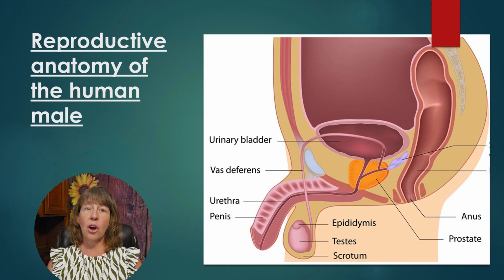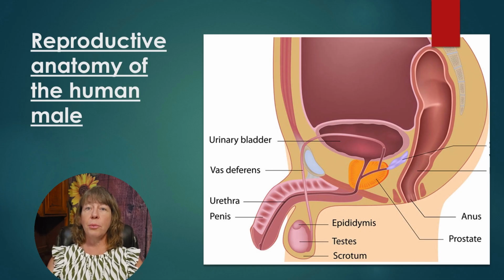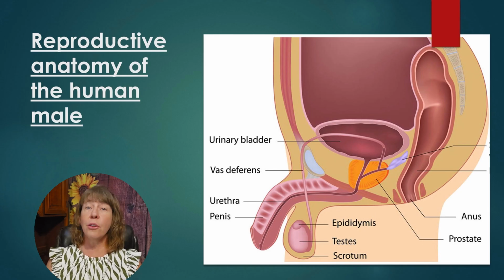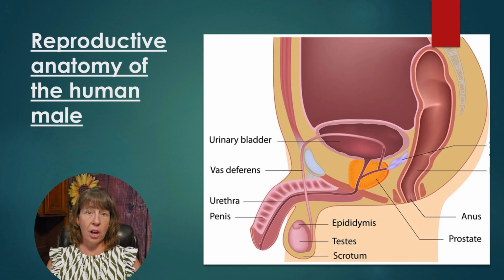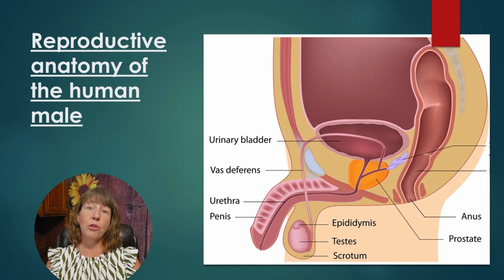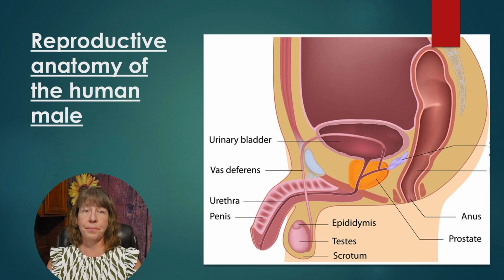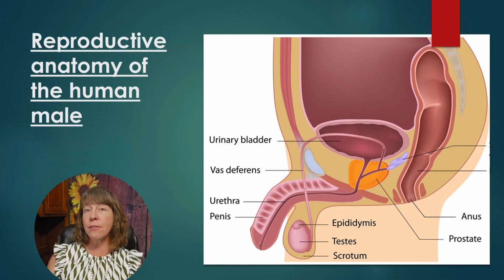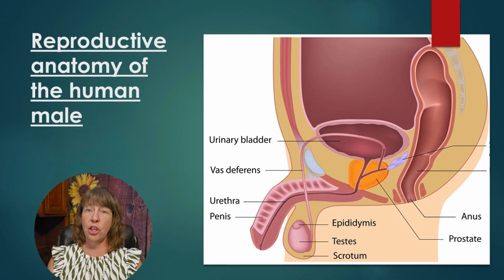Inside each testis are seminiferous tubules, and these produce sperm, and there are specialized cells that support and nourish the development of the sperm. Other specialized cells produce testosterone, and then developing sperm mature as they move toward the tubule lumen. For sperm structure, the head contains all of the genetic material, which is haploid, which is only half of what's necessary to create a human.